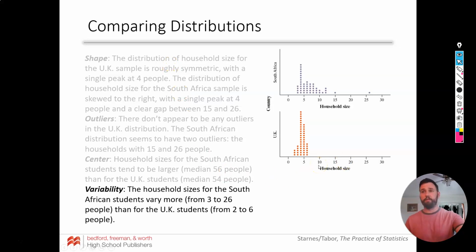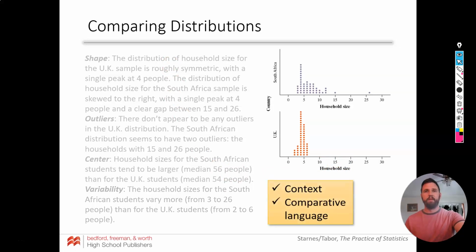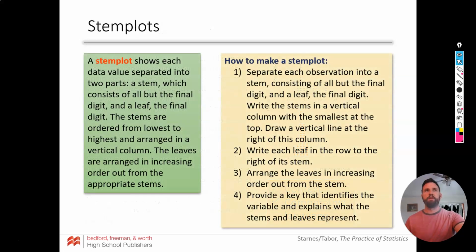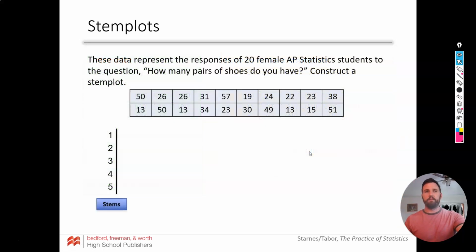All right, we're going to do a lot of this in class too, guys. Context, comparative language. How to make a stem plot. Y'all have seen stem plots. It's a plant and stems. There's plots. Don't write this down, guys. This is what a stem plot is.